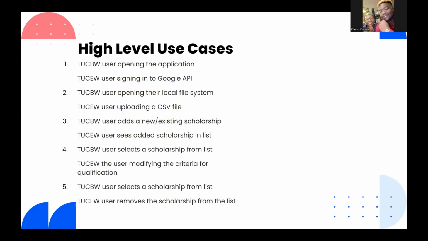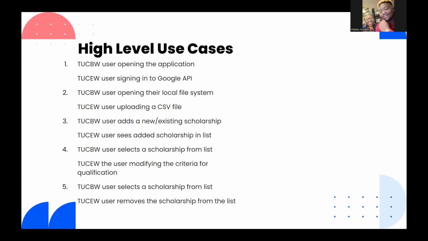For the high-level use cases, we had: this use case begins with the user opening the application. This use case ends with the user signing in to the Google API. This use case begins with the user opening their local file system. This use case ends with the user uploading a CSV file with student records. This use case begins with the user adding a new or existing scholarship. This use case ends with the user seeing the scholarship in the scholarship list.